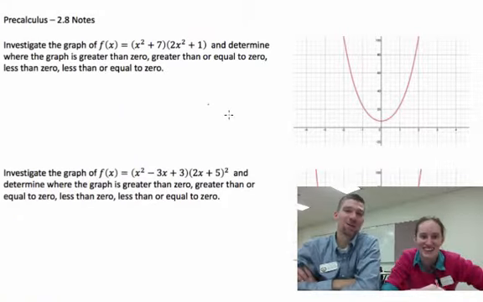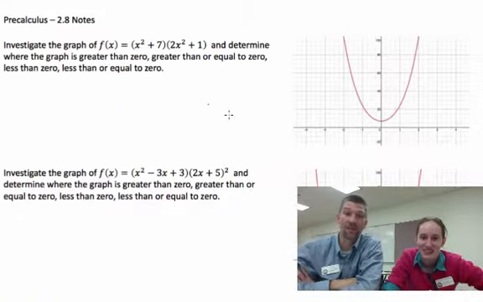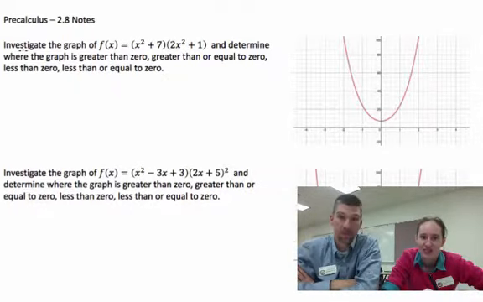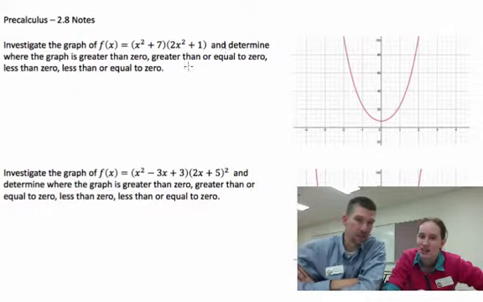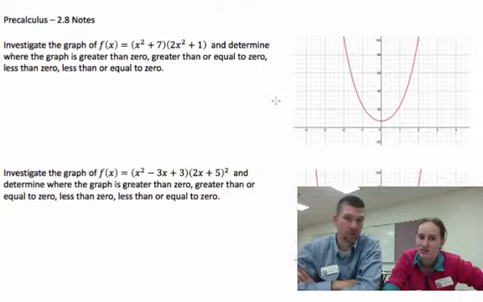All right. We're going to look at some more graphs here and determine where the graphs are greater than or equal to 0. Investigate the graph of x squared plus 7 times 2x squared plus 1 and determine where the graph is greater than 0, greater than or equal to 0, less than 0, less than or equal to 0. It doesn't say analytically or graphically though, but there's a picture right there.